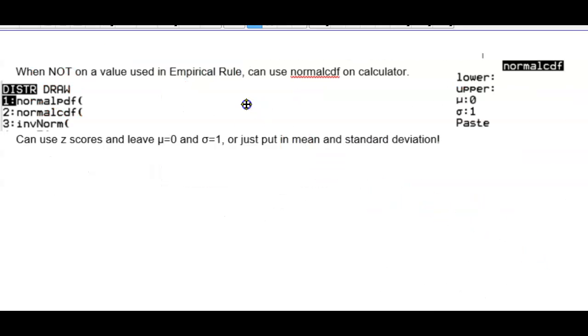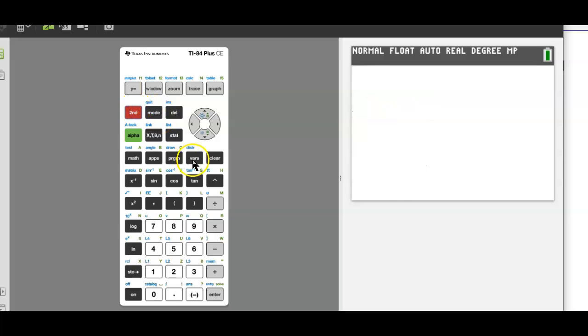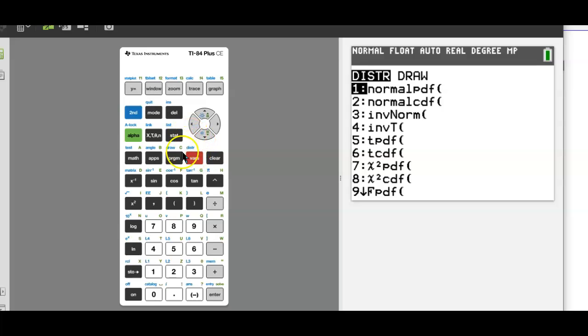We're going to talk about when data points don't fall exactly on one of those standard deviations. We can use what's called the normal CDF in our calculator. You can use z-scores, but we can also just enter the points we have. This is found on the distribution menu, which is second vars again. We did binomial probability, but today we're going to do normal distribution, and we're going to use number 2 only, the combined probability between certain data points.